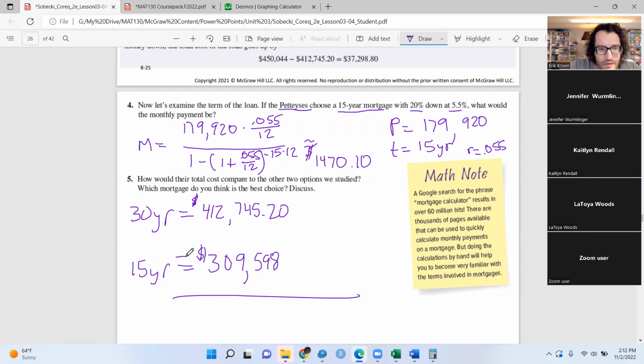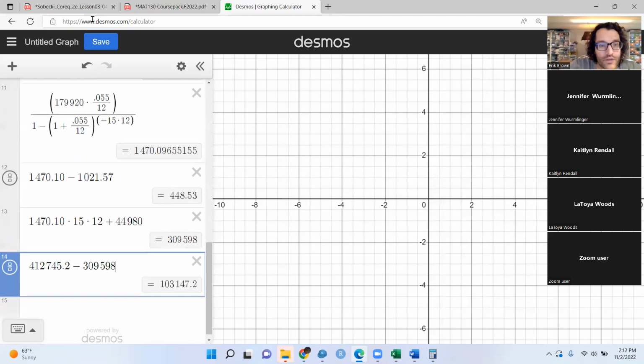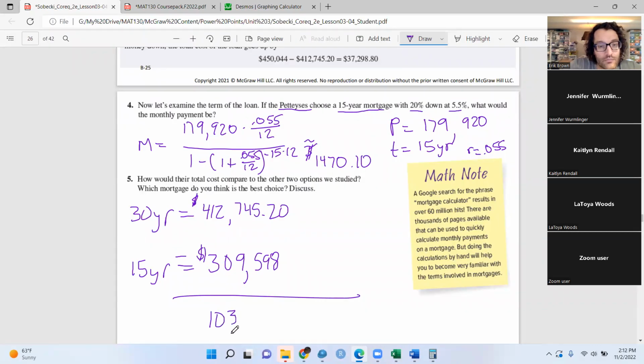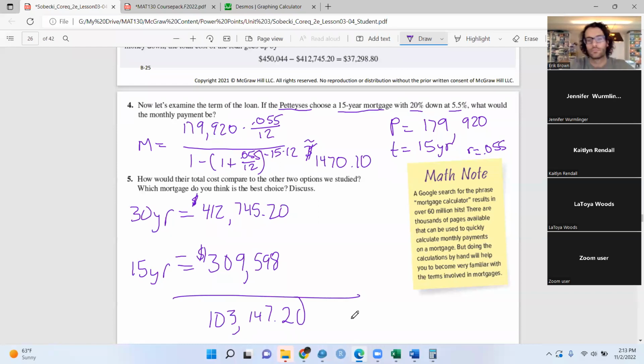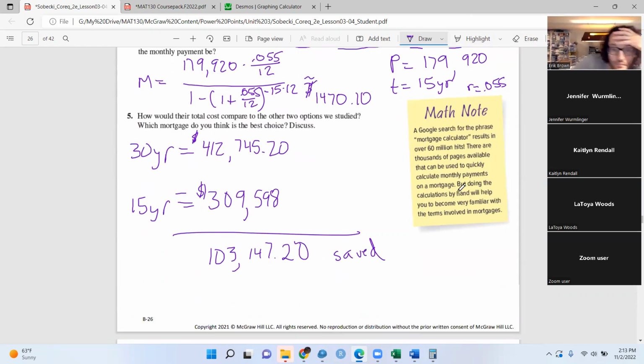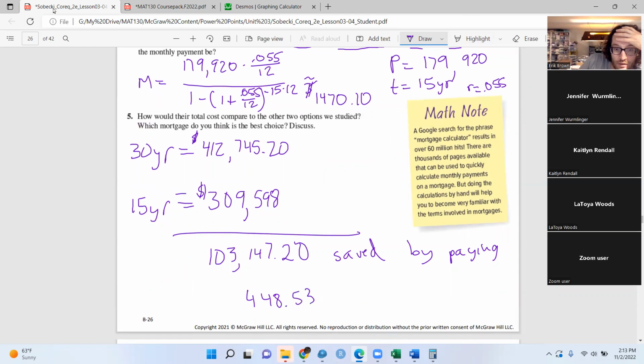I want to know what's the difference between those amounts. How much did we save by cutting the length of the loan in half? Wow, $103,147.20. So huge amount of savings, but you have to have an extra $450 roughly. We'll say this, by paying $448.53 extra per month. And that's a lot of money.